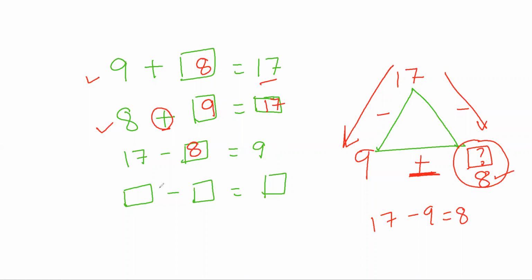Now after finishing this fact, I have to write my fourth fact of the triangle, but this time I am not given any number. But I know I have already used one fact, 17 minus 8. So it is clear. This time I will be using this side, right? So this side is 17 minus 9 is equal to 8.